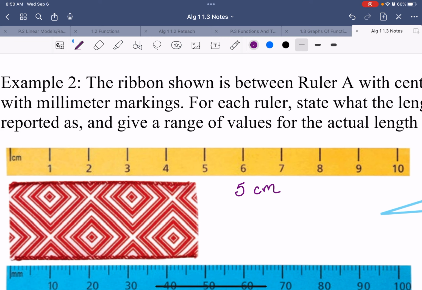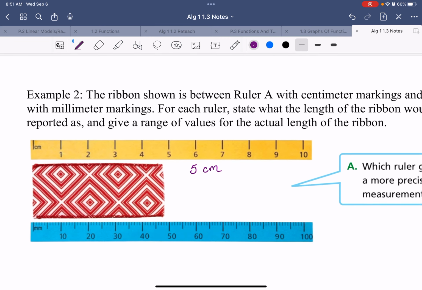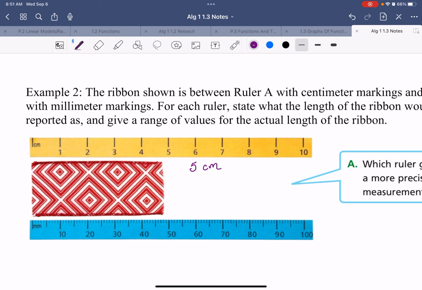Again, that's my reported measurement. The actual measurement could be anywhere within half a unit of that. So it could be anywhere from 4.5 to 5.5. That's the range in between. I measured it as 5.